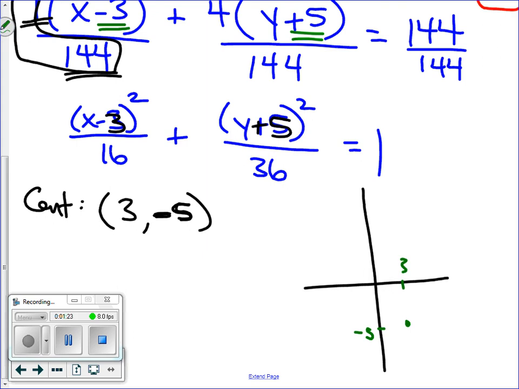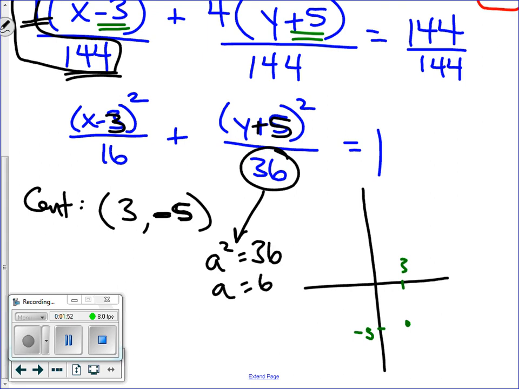What else do we need to know? We need to know the endpoints of the major axis and the endpoints of the minor axis, right? So we need to know the value of A, we need to know the value of B. Which one of these denominators is A squared? It is the bigger of the two, 36. Yes, very good. So if A squared is 36, A is 6.